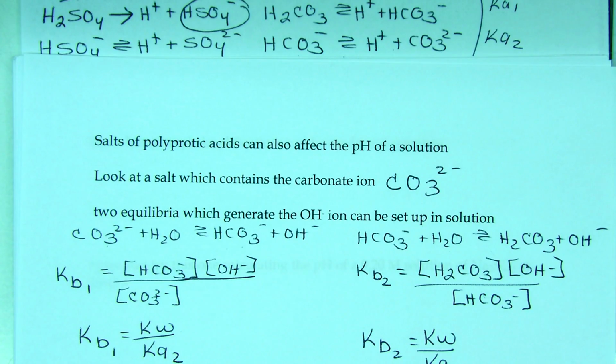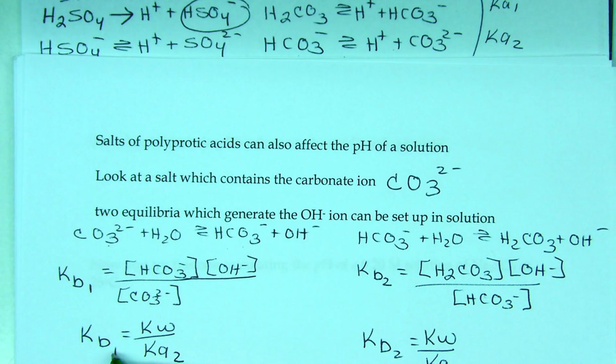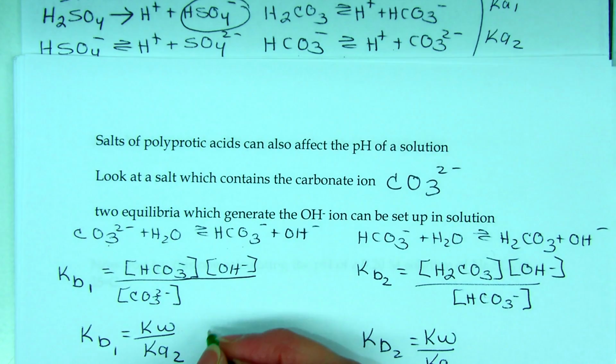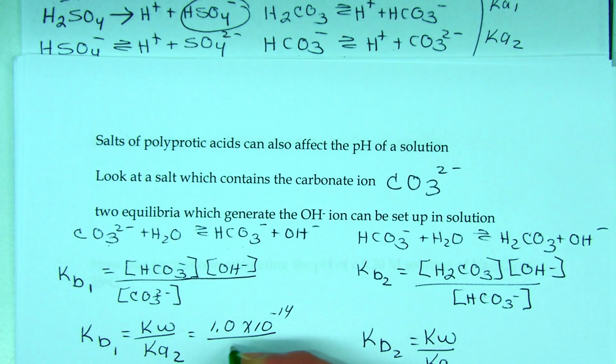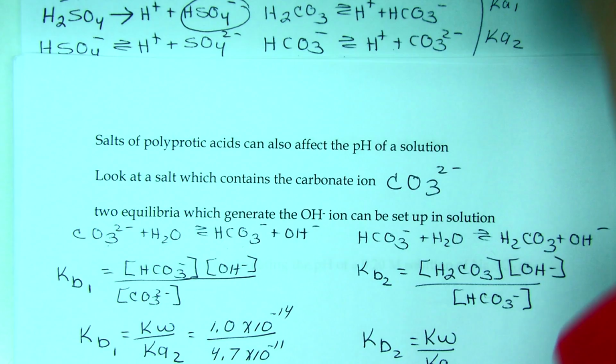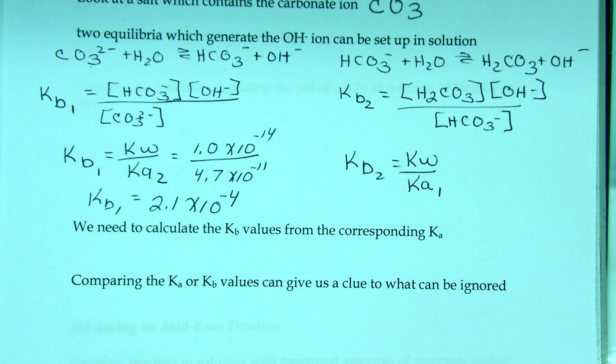Now we have two possible salt ions, and so we have two equilibria. So my Kb1, we can find it. It's equal to Kw, which is 1 times 10 to the negative 14th, divided by Ka2, 4.7 times 10 to the negative 11th. So my Kb1 is 2.1 times 10 to the negative 4th. So when we look at that, what does that tell you about our value of X? It's kind of marginal for can we ignore X. It would depend on concentration.